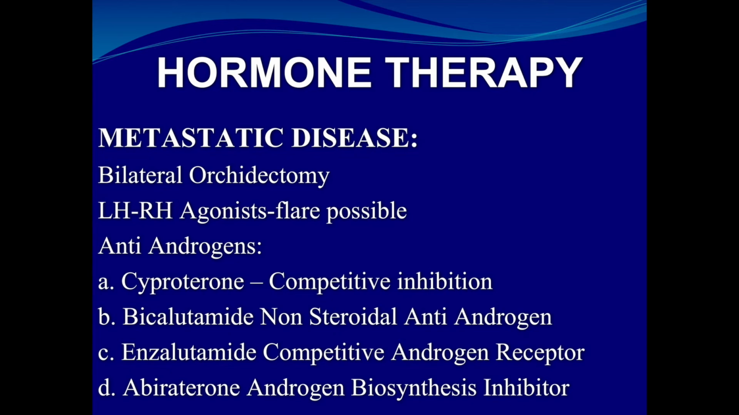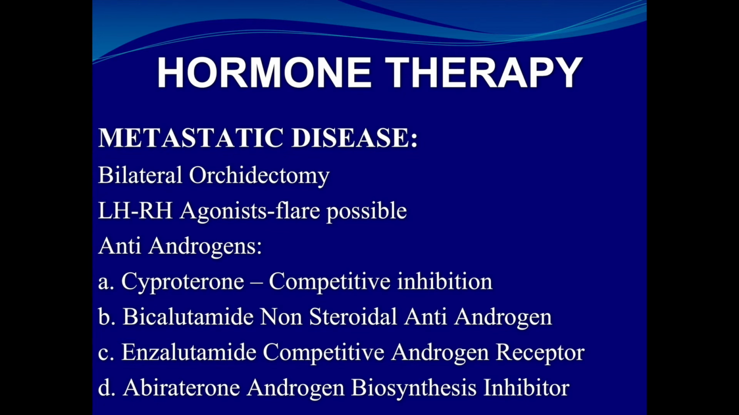The LHRH agonists can cause a surge in testosterone, and therefore it's a good idea to inhibit that by putting the patients on an antiandrogen such as cyproterone for a fortnight prior to starting. The antiandrogen is continued for a fortnight afterwards and the flare prevented. It is possible that if a patient has spinal metastases, then the flare can cause compression of the spinal cord and subsequent paraplegia.